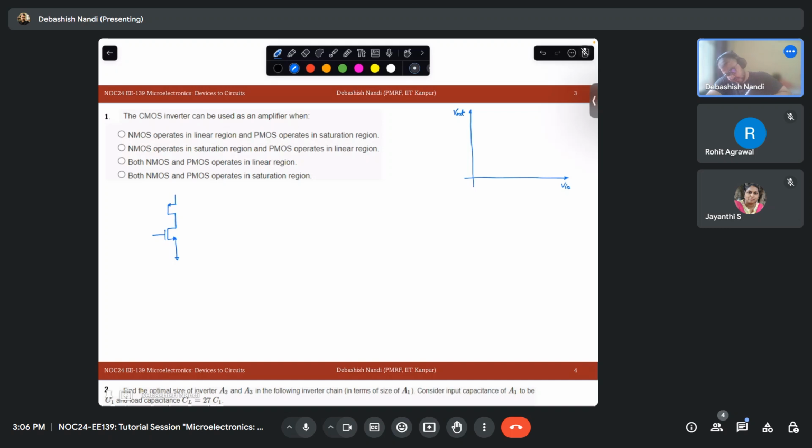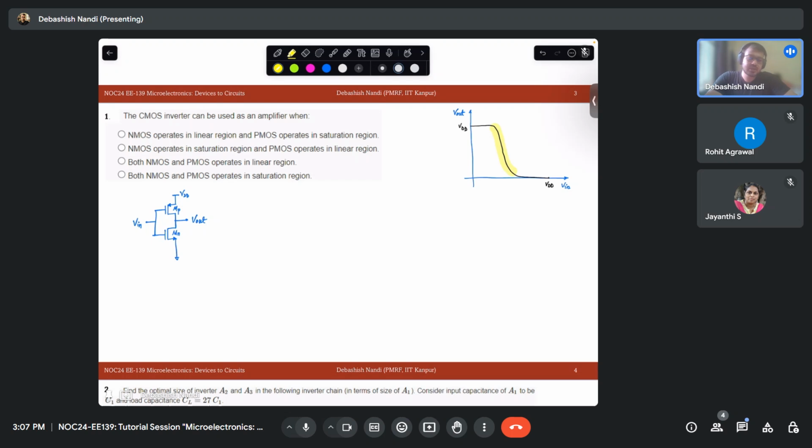So, this is basically what an inverter is, right? This is your V out, this is your V in. This is a PMOSFET and this is an NMOSFET. The connection is something like this. If you plot the VTC, it will be something like this. Let's say these are the VDDs. In this region, you can see that the slope is quite high, so it can be used as an amplifier in this region.